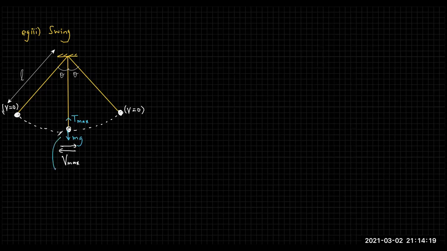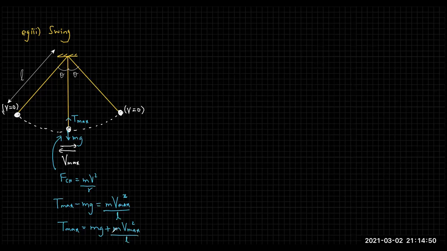Now for this point, when you apply the equation, FCP equals mv squared over r. What is FCP, guys? Maximum tension minus mg equals m v max squared divided by, instead of r, we can put L. Therefore, the maximum tension acting on the string is equal to mg plus m v max squared divided by L. No need to memorize this. Just like I said before, this is how you apply the equation.